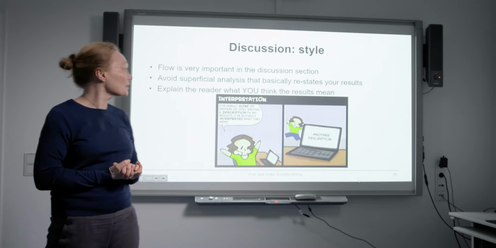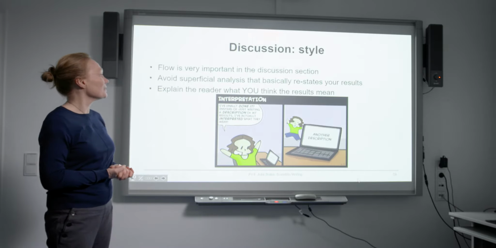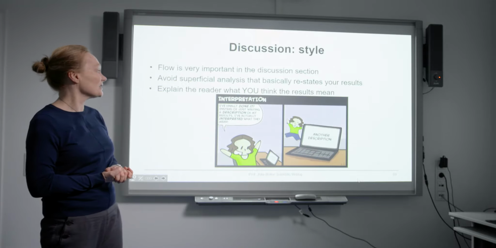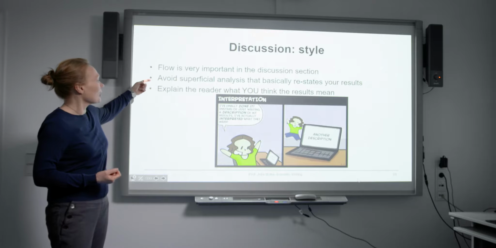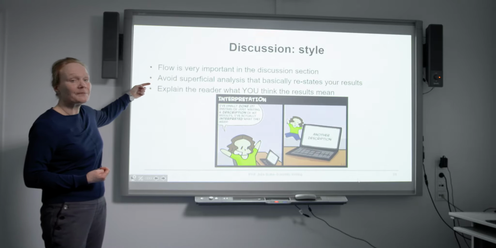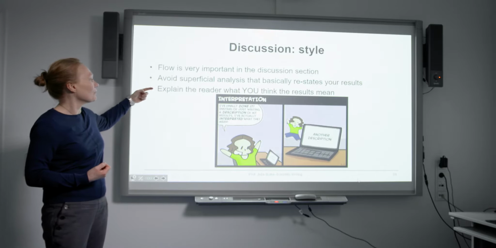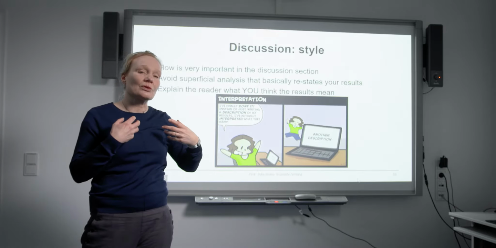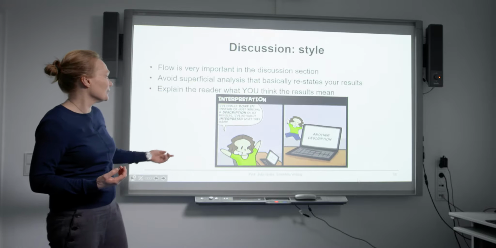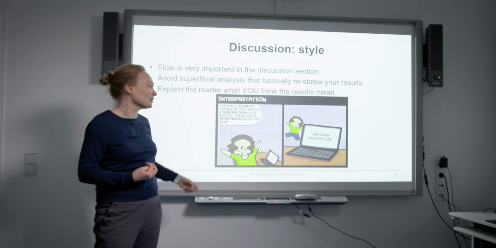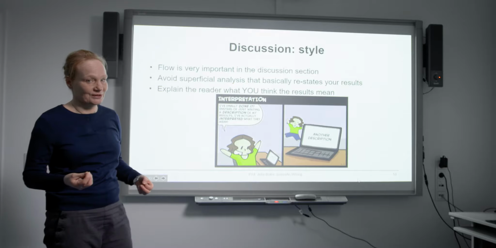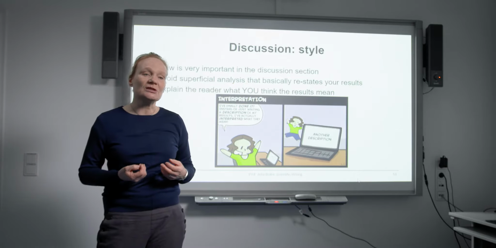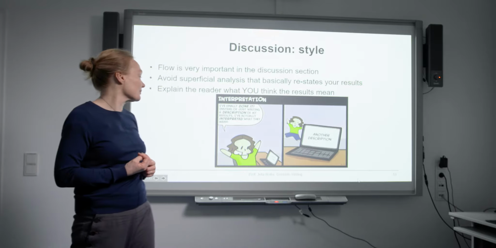Discussion style, some words about this. The flow is very important in the discussion section. Avoid superficial analysis that basically restates your results. This is a very common mistake I also see. Explain to the reader what you think the results mean. So go beyond the results. Do not restate your results. As you can see in this picture, you need to go beyond this. And this is what I said before: the discussion is, I think, the most difficult section to write for this reason.